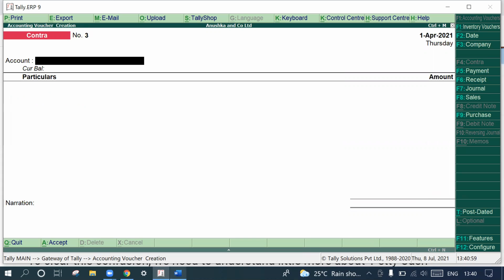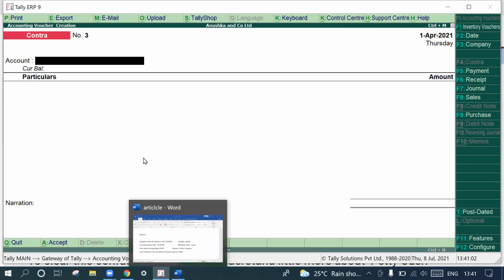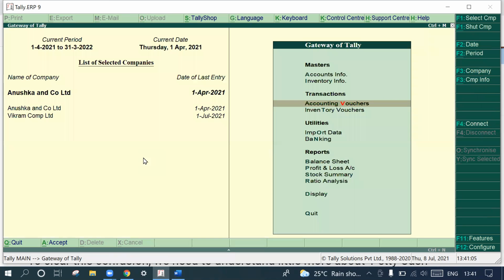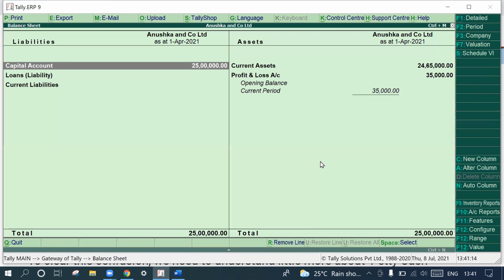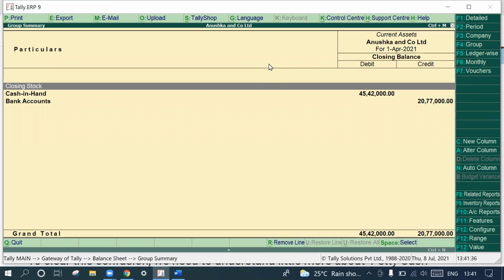So now we shall see the reports. Escape. See the reports. Balance sheet. Capital 25 lakhs. Profit and loss account 35,000. Current assets, what are the current assets? Simply click on this. Closing stock, cash in hand, cash at bank.